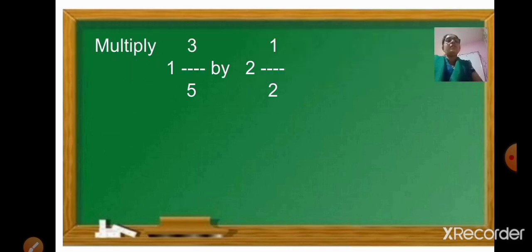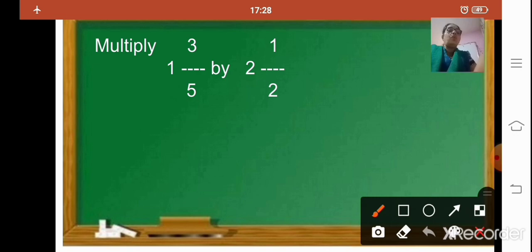Okay, now here is an example for you. Here you have to multiply 1 whole 3 upon 5 by 2 whole 1 upon 2. Now here both the numbers are mixed fractions, correct? So the first thing we have to keep in mind is that to multiply two mixed fractions, we have to convert them into improper fractions, correct?